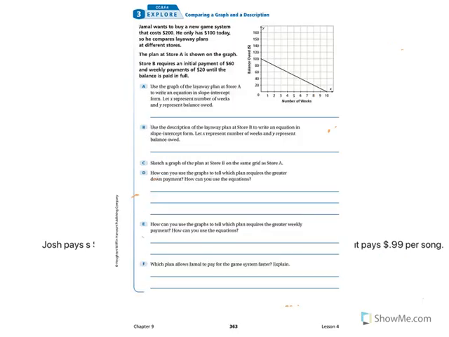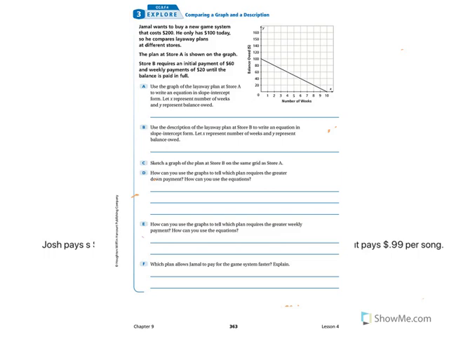All right, let's take a look at example 3. This is actually going to go back to section 7.4 that we did at the beginning of the school year, where we talked about systems of equations, two equations put together. So here in example 3, Jamal wants to buy a new game system that costs $200, but he only has $100 today, so he compares layaway plans at different stores. A layaway is where there's an item that you want, but you might not have the money right away. So you can set up payment plans where you put some money down and then keep making payments until you've paid it off, and then you can receive the item.